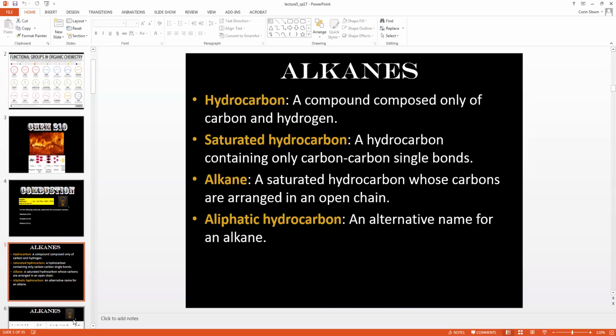Now, the reason we lead off with combustion is because it's a common and accessible example. What we're looking at in terms of hydrocarbons are compounds that are only composed of carbon and hydrogen. Saturated hydrocarbon is going to be a hydrocarbon that has only carbon-carbon single bonds, whereas an alkane is a saturated hydrocarbon whose carbons are arranged in an open chain. We can also use the terminology an aliphatic hydrocarbon. That's an alternate name for the alkanes.